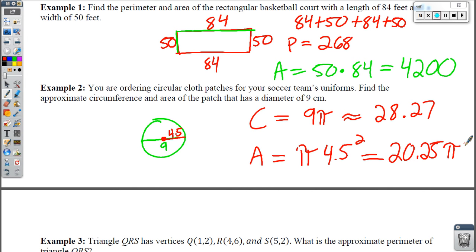So that would be if I'm asking you for an answer in terms of pi, or if I ask you for an exact answer, that's going to be something like that. If I ask you for a rounded answer, or if I ask you just to get an approximation for it, then you could take 20.25 multiplied by pi, and you get approximately 63.62 after rounding.